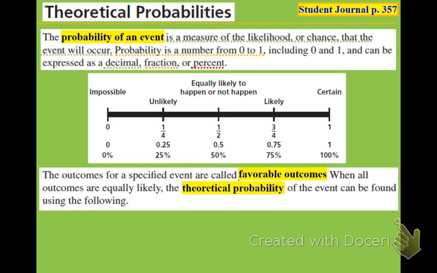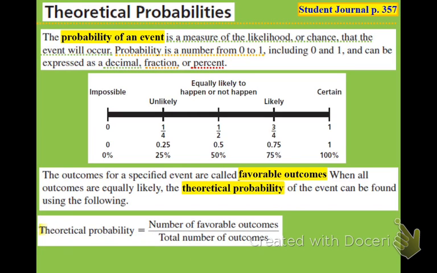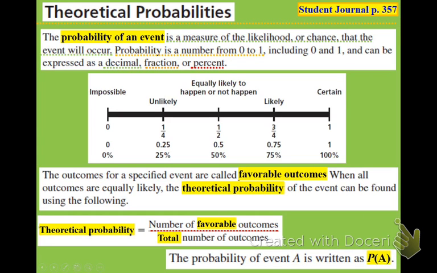So the formula, which you'll want to highlight, is the number of favorable outcomes over the total number of outcomes. I'll explain it to you. The number of favorable outcomes over the total number of outcomes.